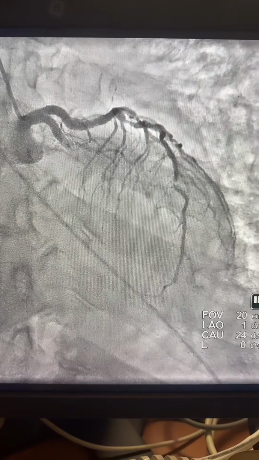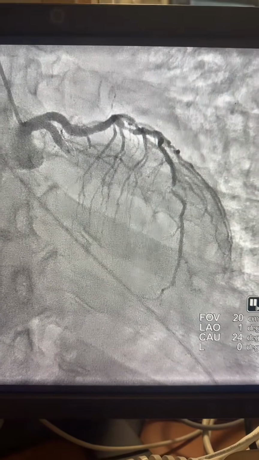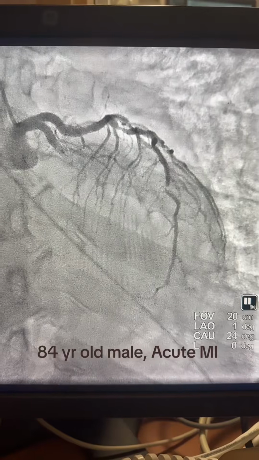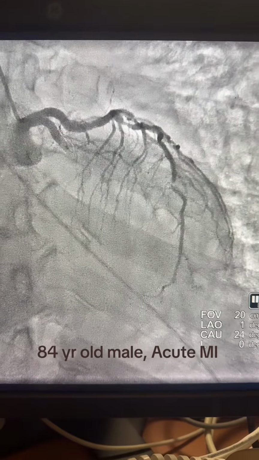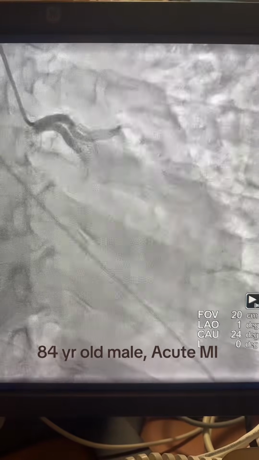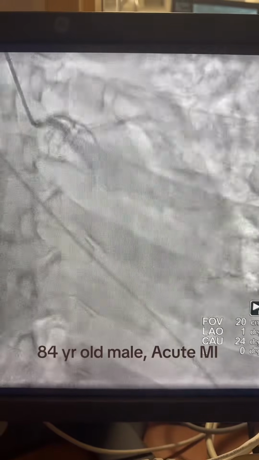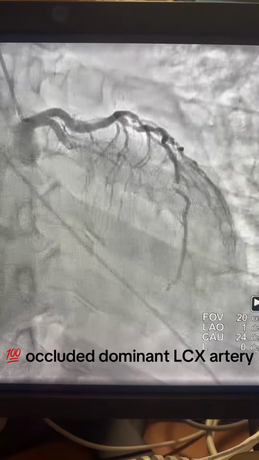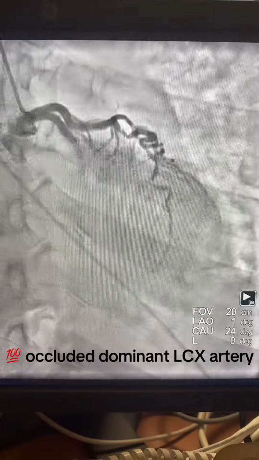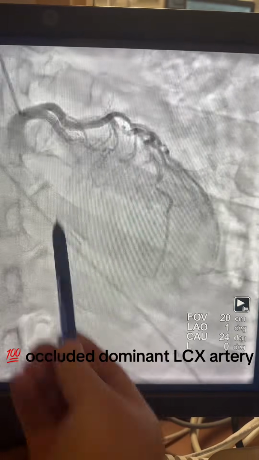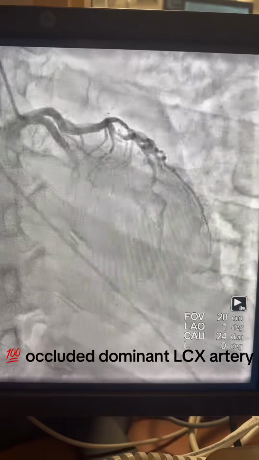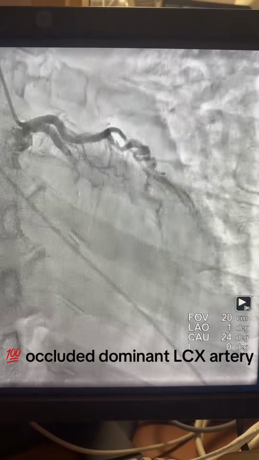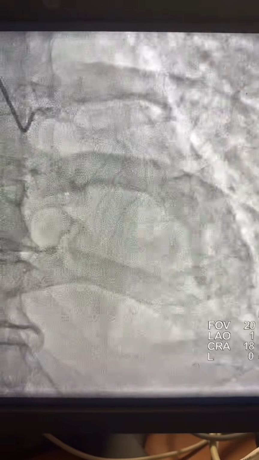Hello, this is Dr. Hamel, and the case today is an 84-year-old presenting with acute MI, hypotensive and in congestive heart failure. You see the culprit here is the LCX, which is a dominant circ, completely occluded proximally, and you also have the LAD with a tight lesion there, 99%.